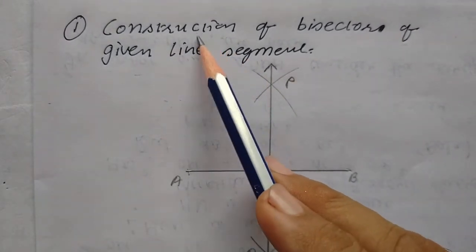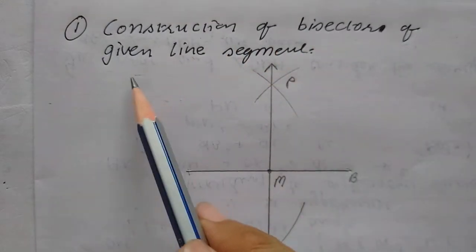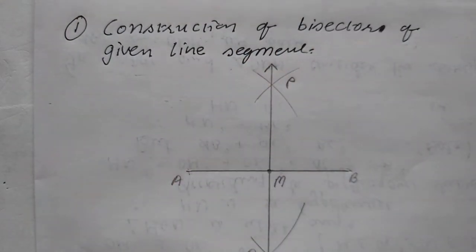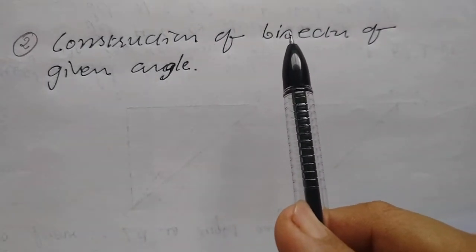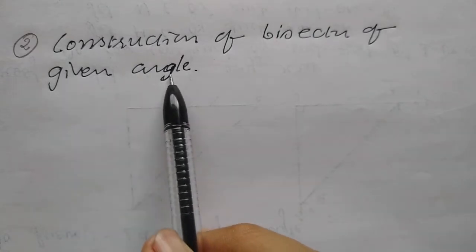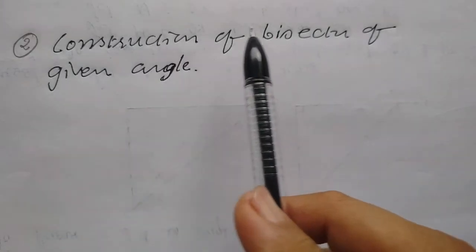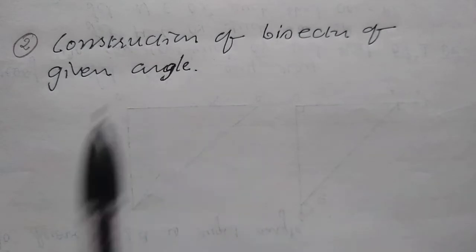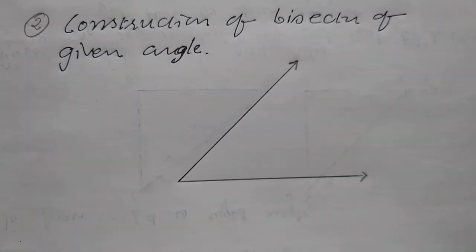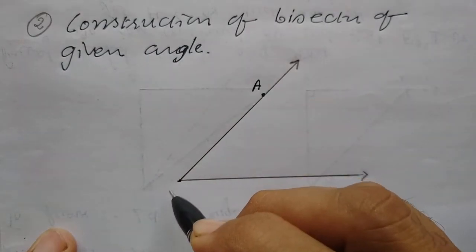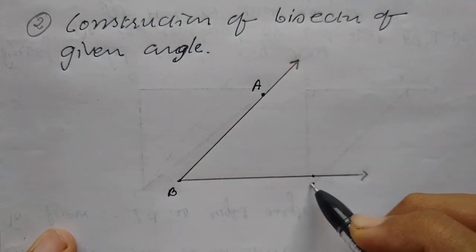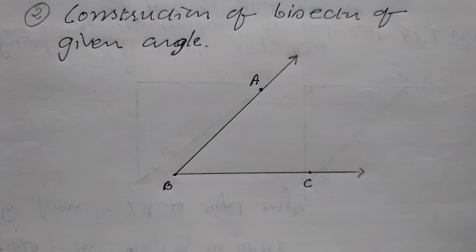Now children, construction of the bisector of a given angle. Question is construction of the bisector of a given angle. Question will be like this. Construct a bisector of the given angle. Now children, you can see that here the given angle is this ABC. This is A, B, C. How to start?